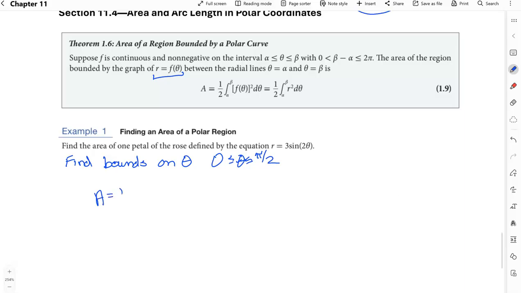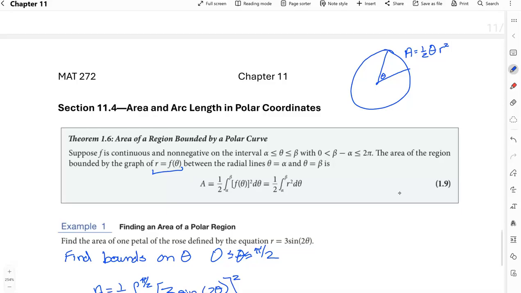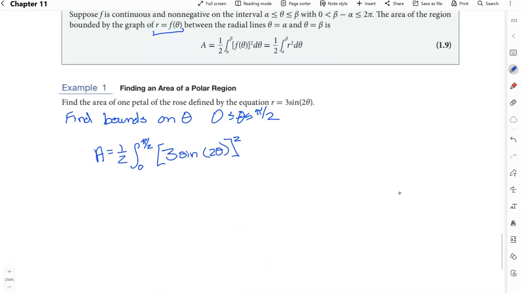So area is going to be 1/2 times the integral from 0 to pi over 2. And I'm looking at 3 sine of 2 theta. And that's what I'm squaring. Remember, it's based on that area of a sector. So that's that radius and how that radius is changing for all of those different sectors that we're adding up.